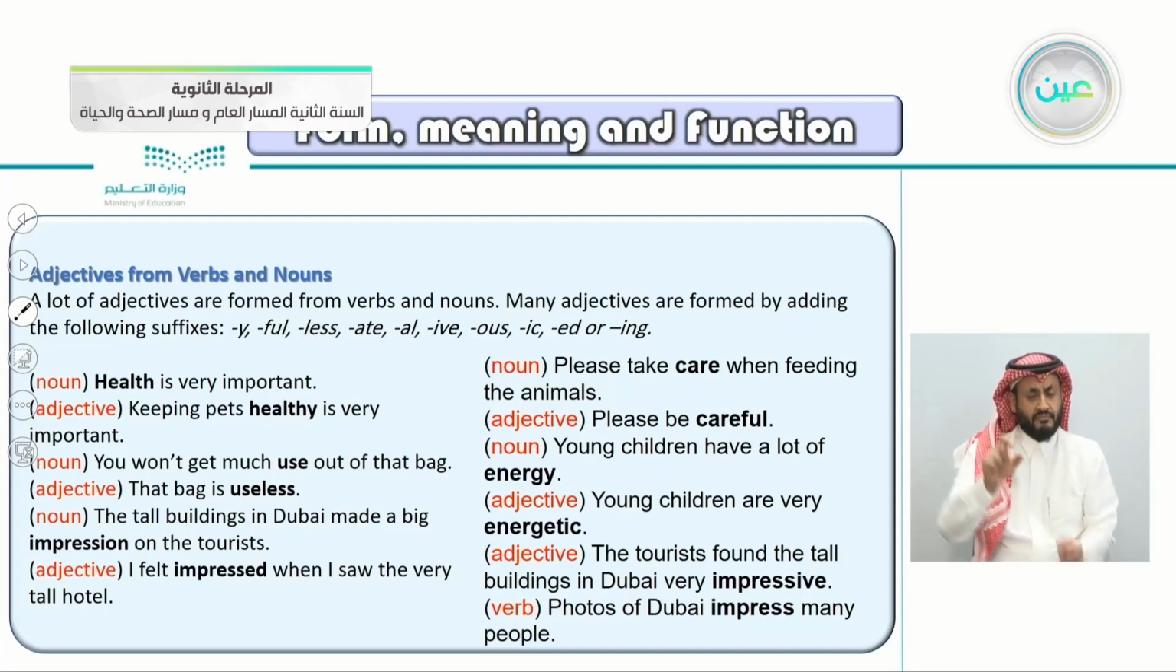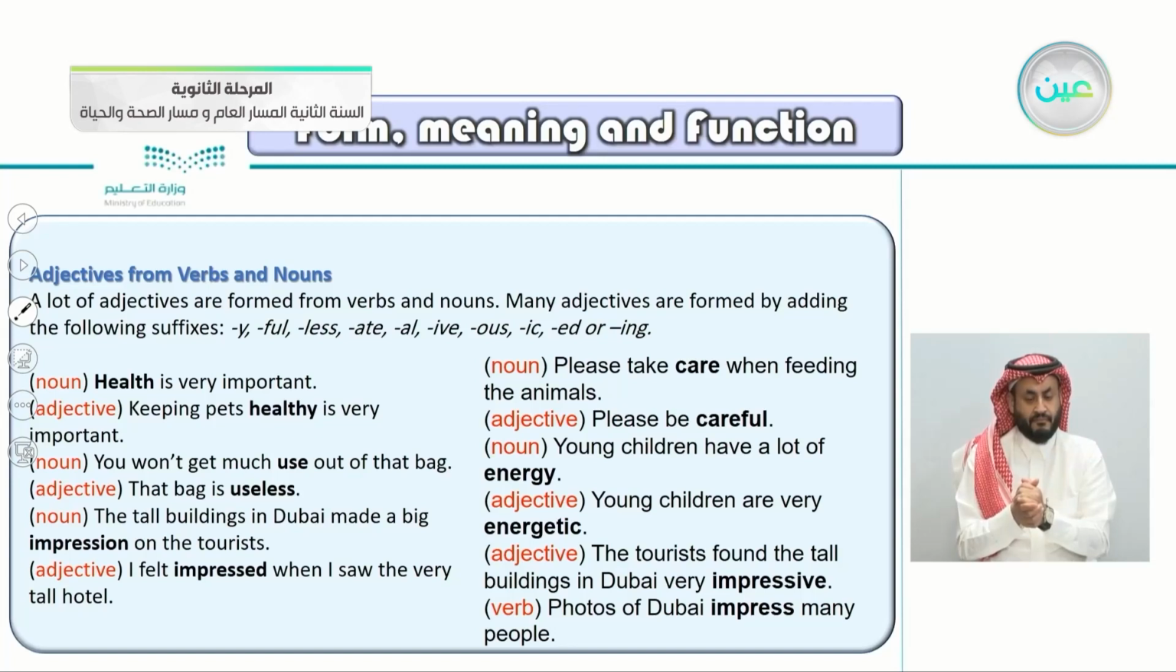Young children have a lot of energy. Energy, this is the noun. Young children are very energetic. This is the I-C here, energetic. So energy becomes energetic. He has a lot of energy. He is very energetic.